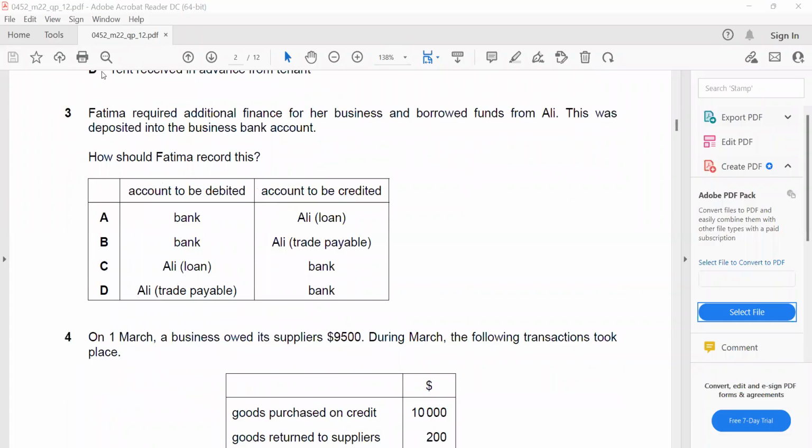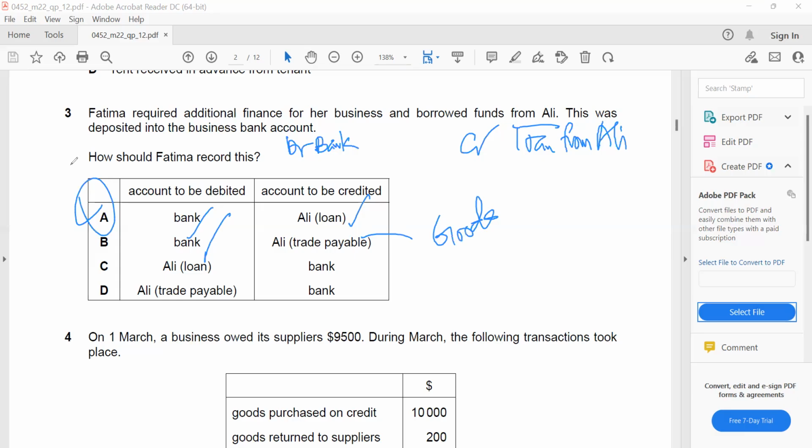Okay, question number 3. Fatima required additional finance for her business and borrowed funds from Ali. This was deposited into the business bank account. That means you debit bank. Who did you borrow from? You borrowed from Ali. So this is a loan from Ali. Ali is a loan, so we take loan, not a trade payable. Trade payable relates to the goods. Now the answer should be A.